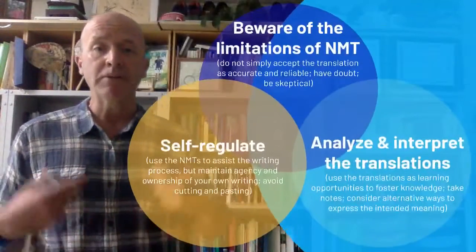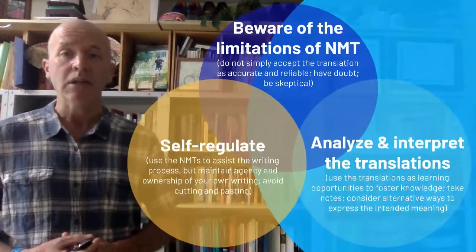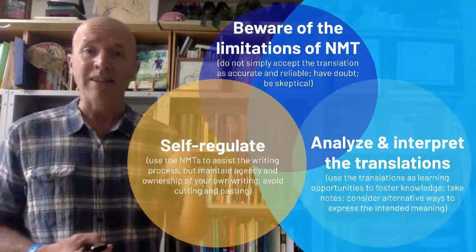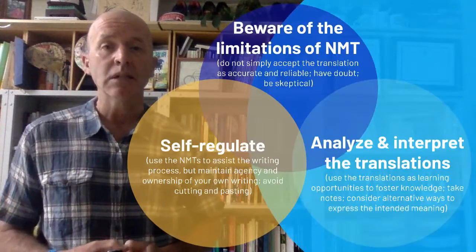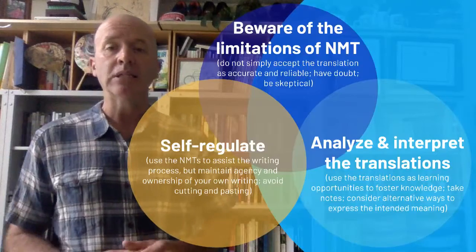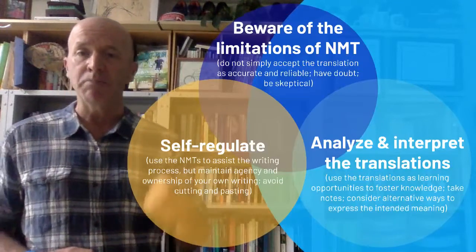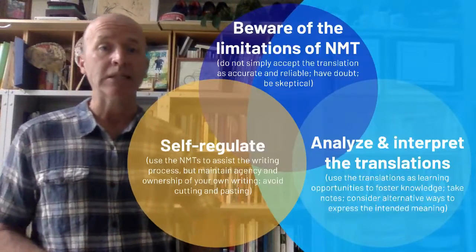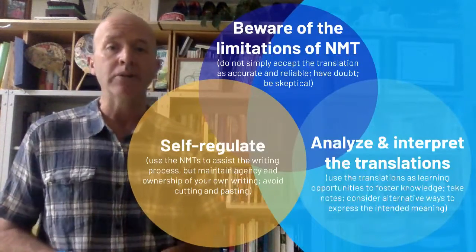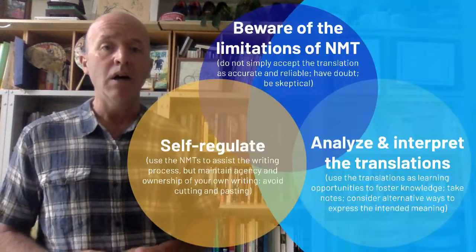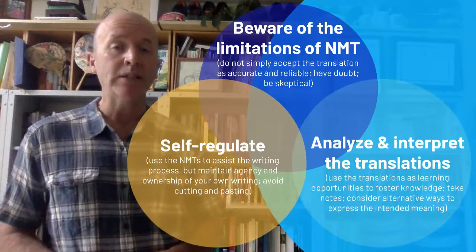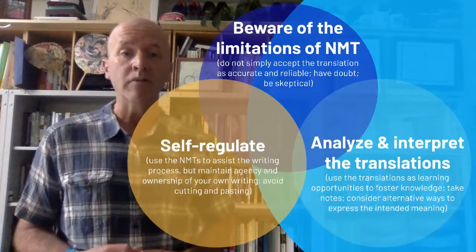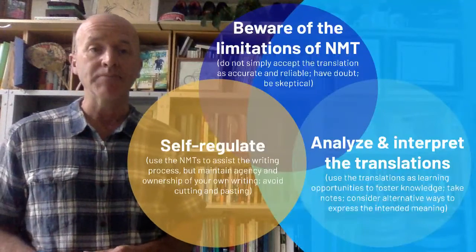And then finally, I think it really builds up this idea of critical thinking skills and trying to teach these when using neural machine translations. And I think the first one is being aware of the limitations. Do not simply accept that translation is accurate and reliable. Have doubts. Be skeptical of it. The ability to analyze and interpret the translations. Use them as learning opportunities to foster knowledge. Help you to understand why they translated it this way. Take notes. Consider alternative ways to express the intended meaning.